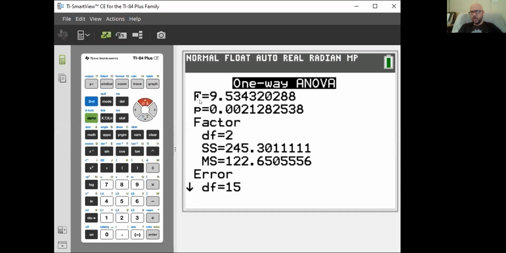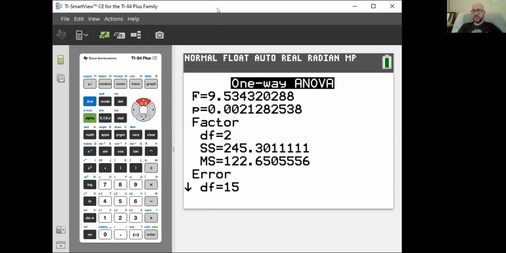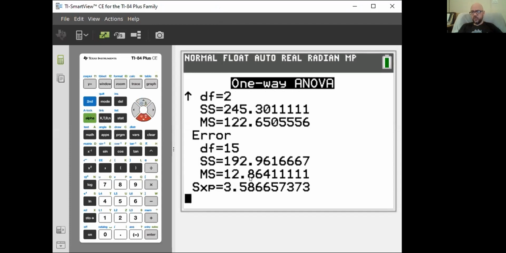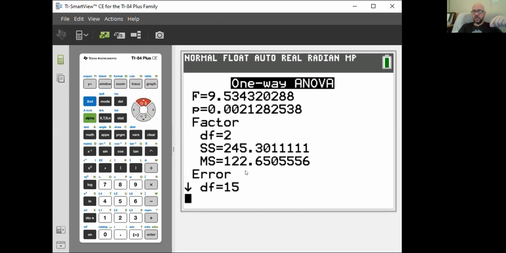So here, MSB is this thing, 122.65. That's the numerator. That is essentially the variance of the sample means. MS error is 12.86. That is the average variance within the samples, roughly. When you make a ratio out of 122.65 over 12.86, the thing you get is 9.53. And then if you were to do FCDF with that, you would get a p-value of 0.002. That's what it's saying here.